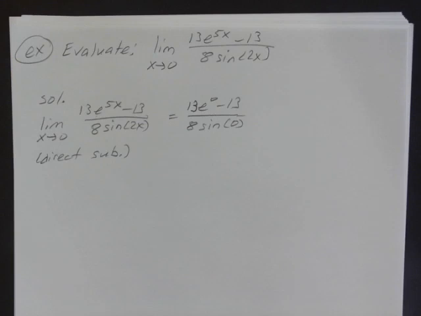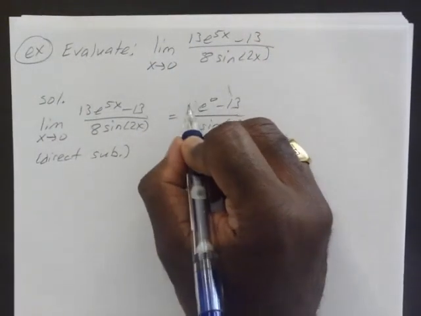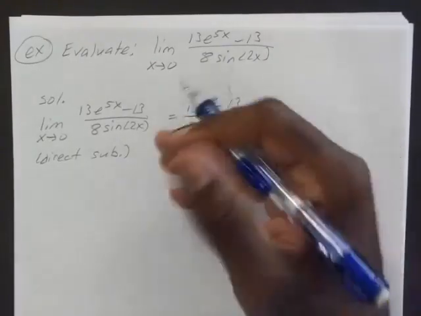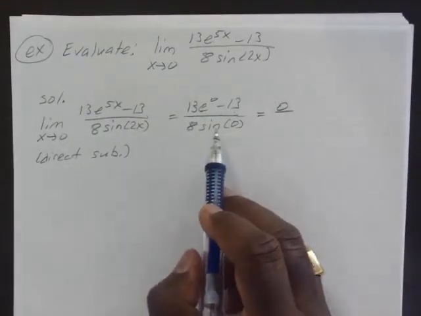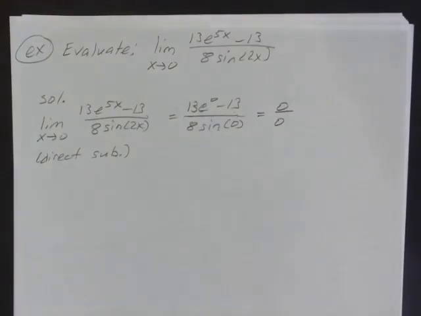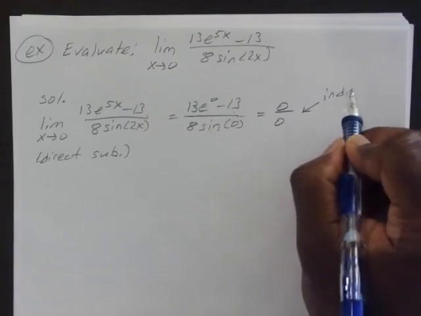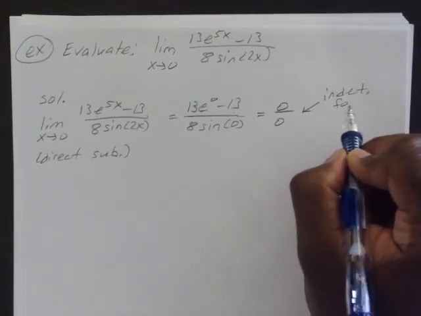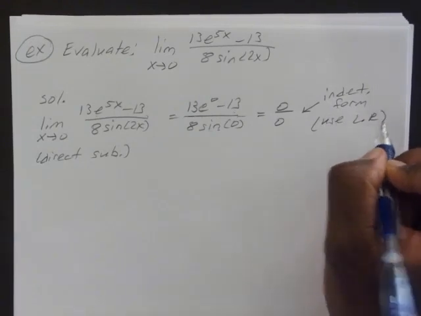So we know e to the power of 0 is just equal to 1. Let me clean that up a little. So we have 13 minus 13, which is 0, divided by sine of 0, which is 0. So that gives us 0 over 0. So again, that's an indeterminate form, which means we can use L'Hopital's rule.